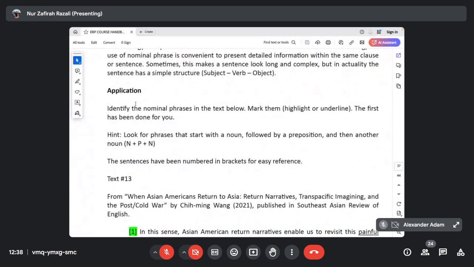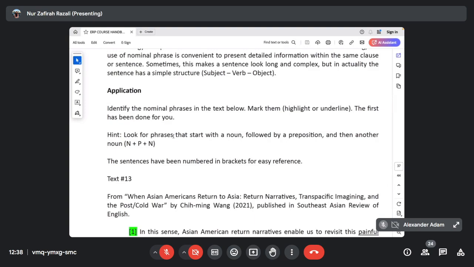Now identify the nominal phrases in the text below. Mark them, highlight, or underline. The first has been done for you. The hint is to look for phrases that start with a noun followed by a preposition and then another noun. So when it comes to nominal phrases, take a look at the preposition first and then you will find the noun right away. So you will find the phrase right away.